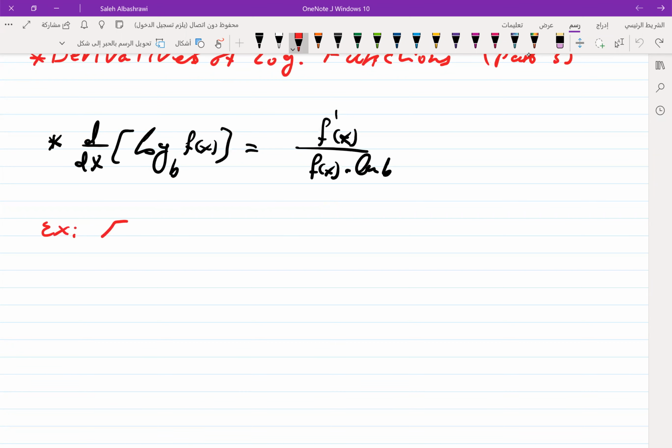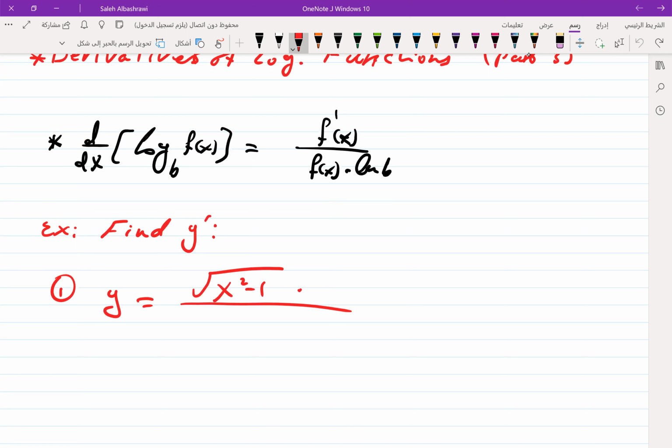Let's find y prime. Number one, y equal to the square root of x squared minus 1 multiplied by sine to the power 3 of x, divided by ln x multiplied by x squared minus 4 to the power 5. And we need to find the derivative of this function.